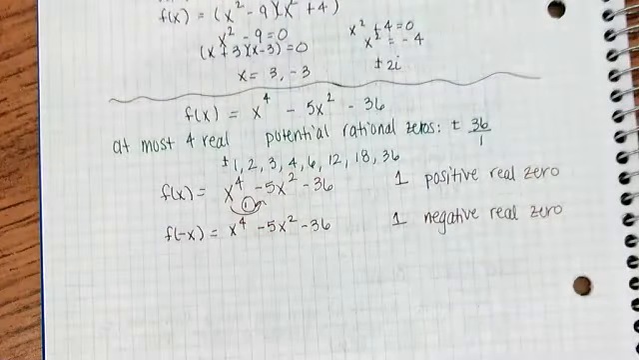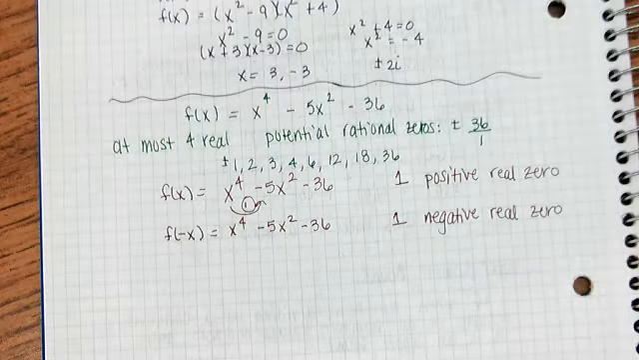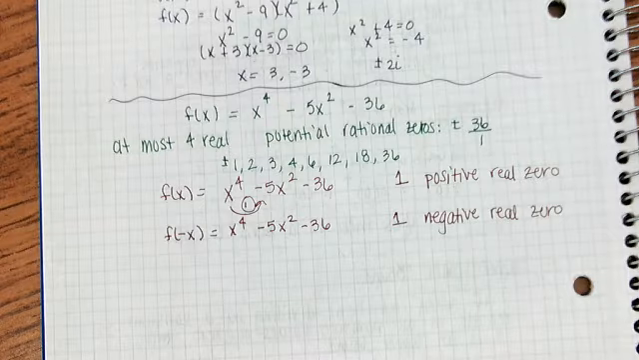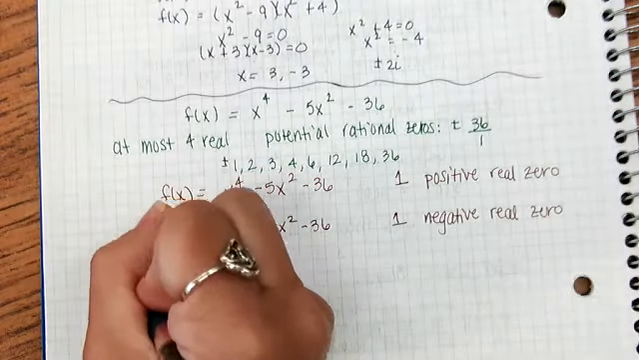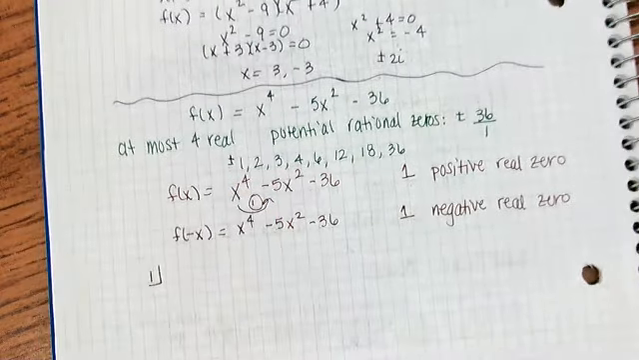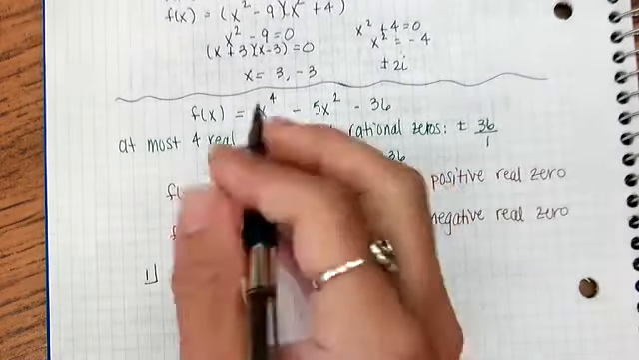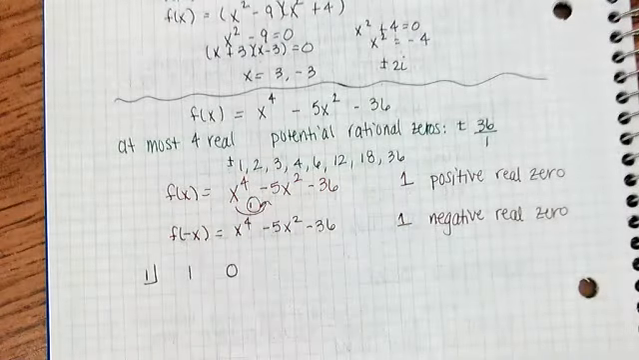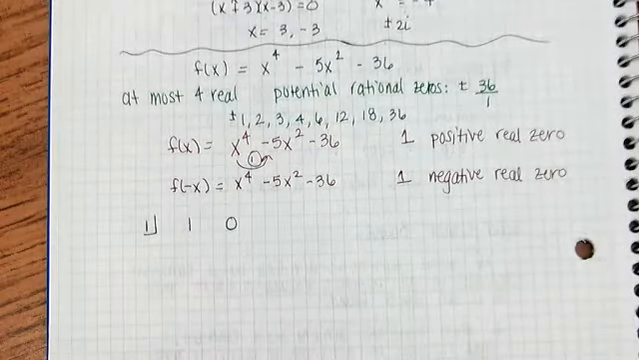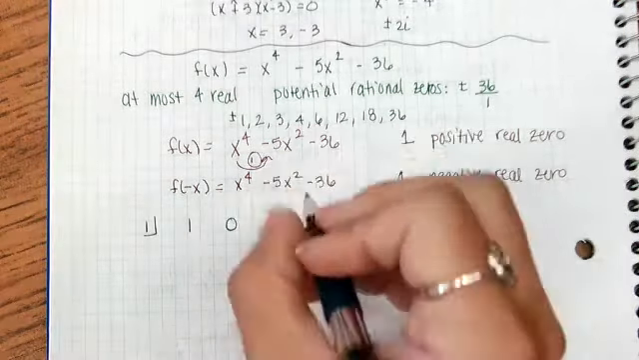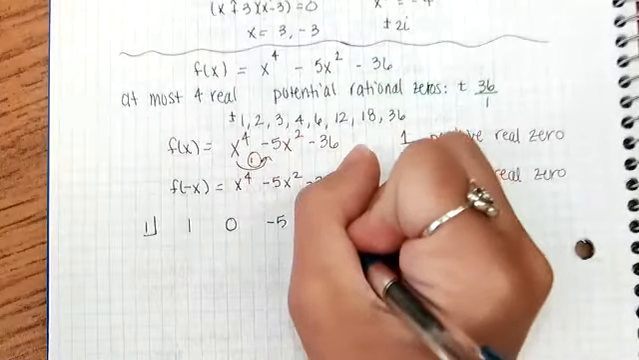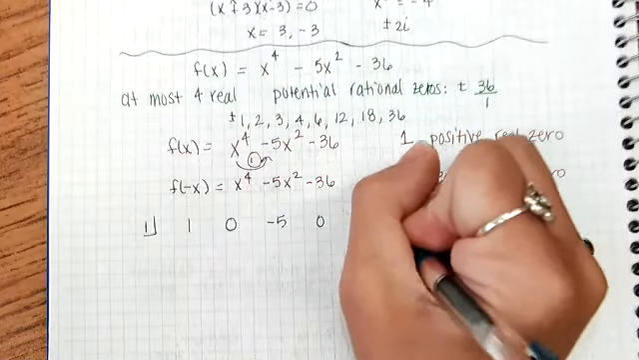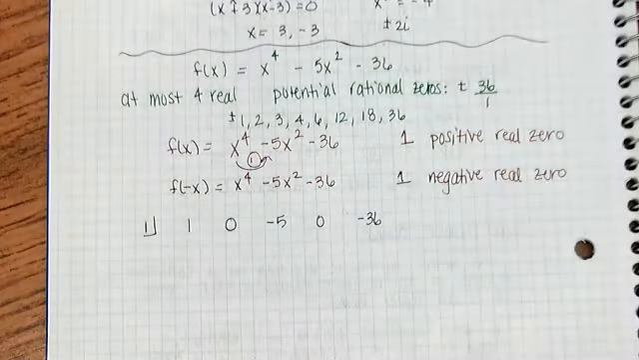But I might also ask you to find the upper bound and the lower bound. So what does that look like? All right. Synthetic divide. I'm going to start with 1. We always start with 1. It's the easiest value to plug in. So I have, don't forget your zeros, 1x to the 4th, 0x cubed, negative 5x squared, 0x, negative 36.